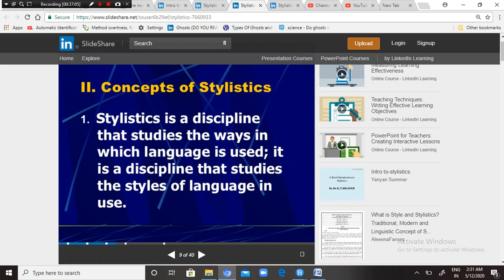Concept of stylistics. Stylistics is a discipline that studies the ways in which language is used. It is a discipline that studies the style of language in use. Okay.